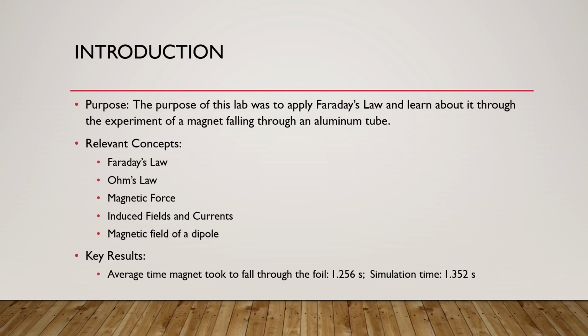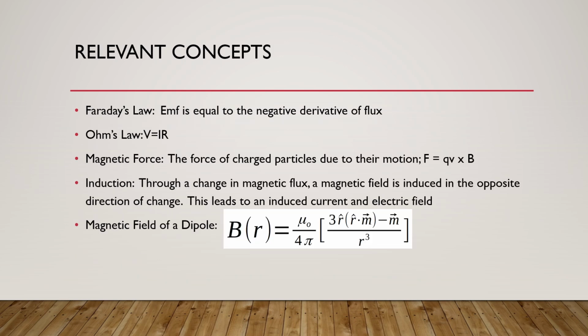The purpose of this lab was to use Faraday's law and learn about it through the experiment of a magnet falling through an aluminum tube. Some relevant concepts are Faraday's law/Lenz's law, Ohm's law, magnetic force, induced fields and currents, and the magnetic field of a dipole. Some key results from the experiment were that the average time the magnet took to fall through the foil was 1.256 seconds, and the simulation time from the GlowScript model was 1.352 seconds.